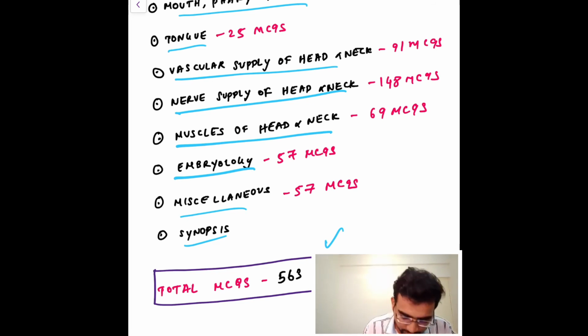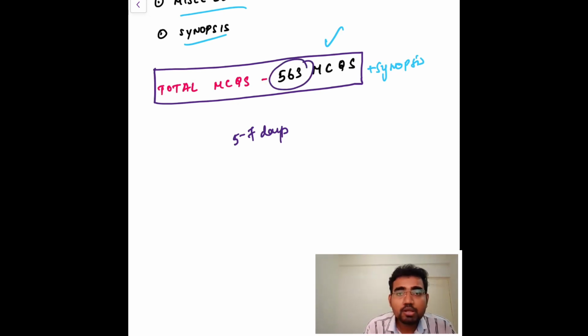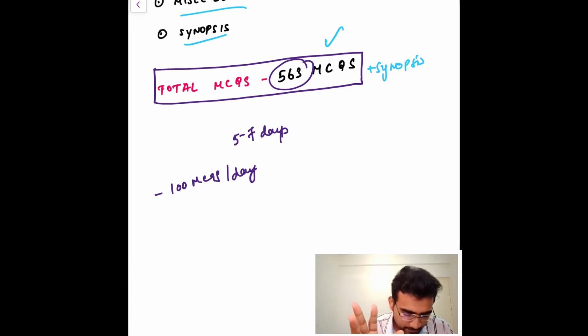563 MCQs plus synopsis is your Pulse. If you look at the timetable framed by me, I have given 5 to 7 days for anatomy. If we take the calculation, you should read approximately 100 MCQs per day, which will include around 80-85 MCQs plus your synopsis aspect.